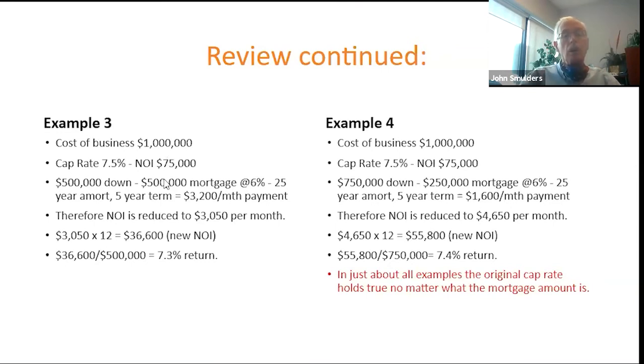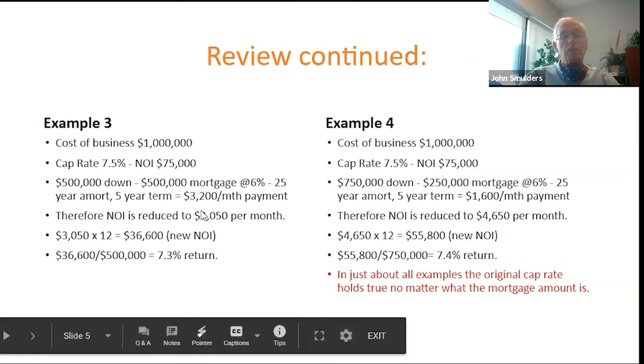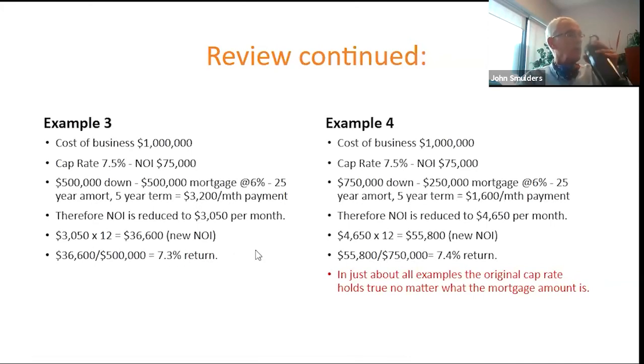And so overall, he's going to get something safe at 3%. He's going to have a little more risk at 7.3%. And that is what is called diversifying your portfolio. And that's what people do.